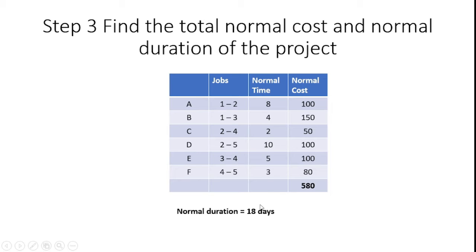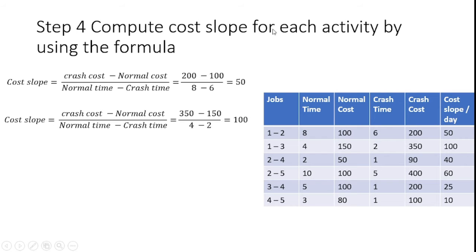So step 3 is associated with the identification of total normal time and total normal cost. What is the next step? Step 4 in least cost scheduling is to compute the cost slope for each activity. The formula for cost slope is: cost slope is equal to crash cost minus normal cost, divided by normal time minus crash time. In the problem, the data are given as usual: normal time, normal cost, crash time, crash cost.